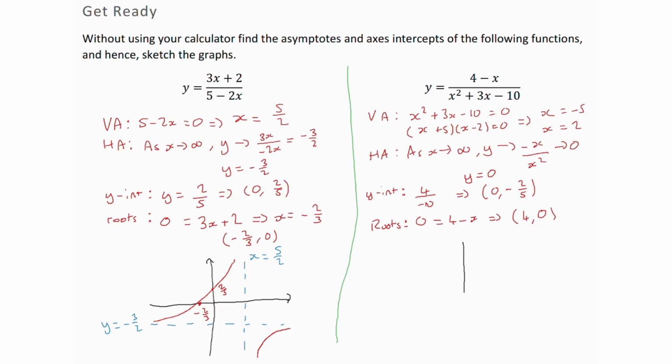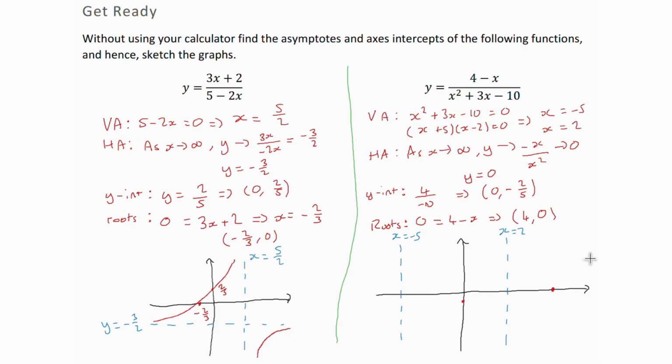To sketch this, let's draw in our axes. Our vertical asymptotes are x equals minus 5 and x equals 2. Our horizontal asymptote is the x-axis at y equals 0. So this is at x equals 2, x equals minus 5. And then we know the y-intercept is at minus 2/5, so the y-intercept is about here. And the root, the single root, is at 4. So given that this is 2, that root's going to be about here.